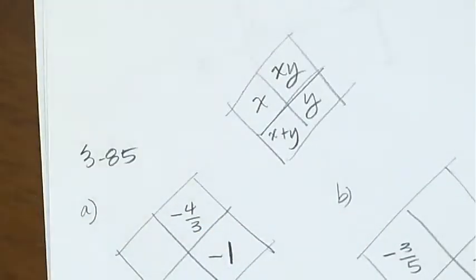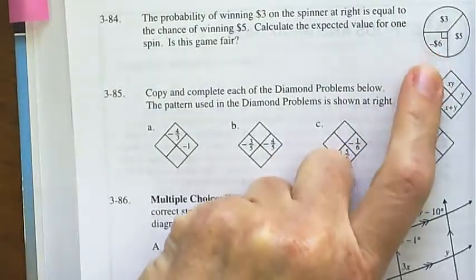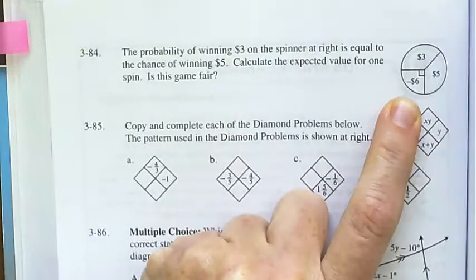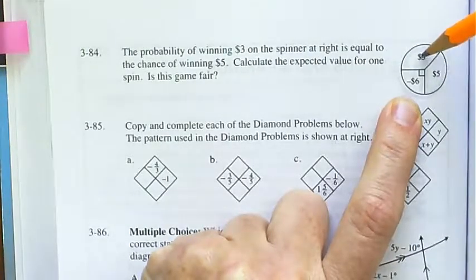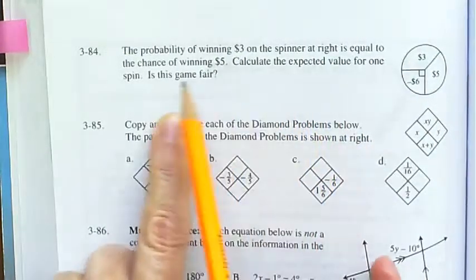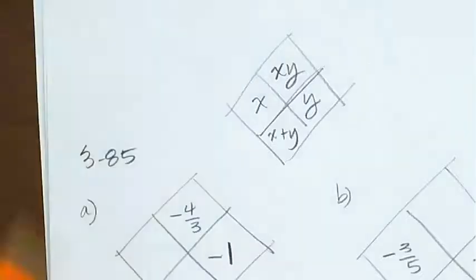Okay, so looking at 384, it says the probability of winning $3 on the spinner at right is equal to the chance of winning $5. So that's their way of saying that this section of the spinner is equal to this section. Calculate the expected value for one spin. Is this game fair?